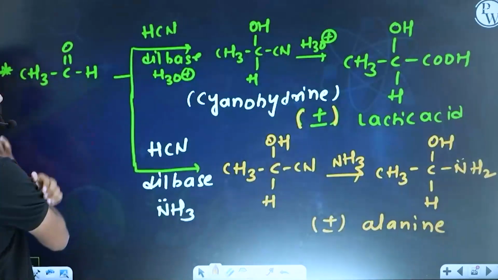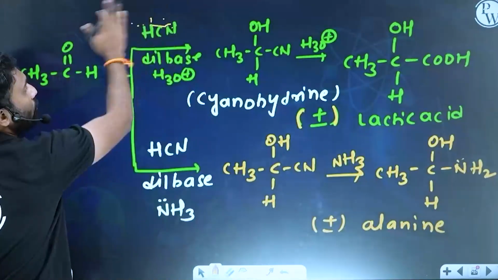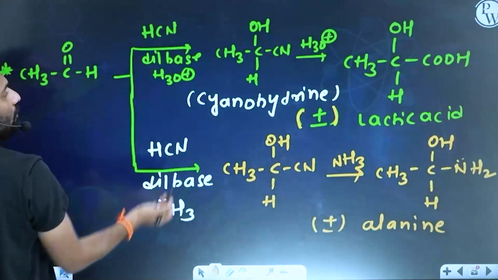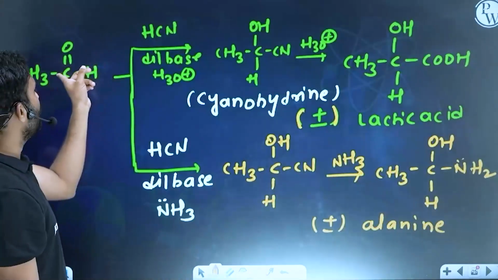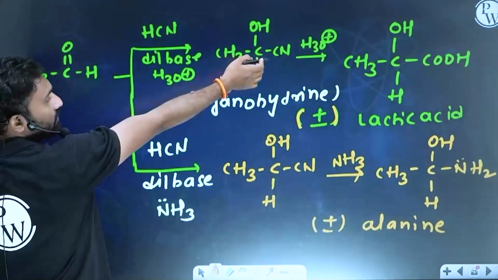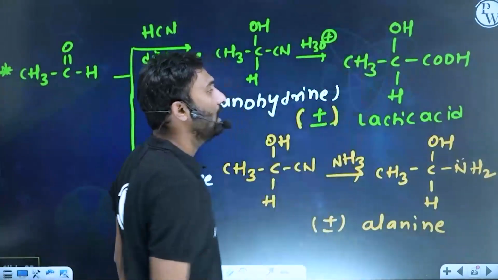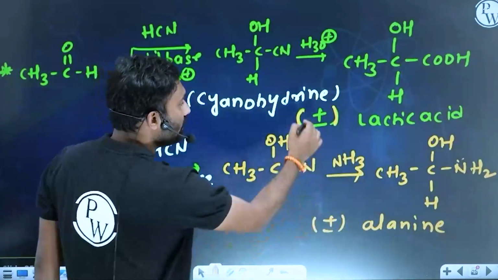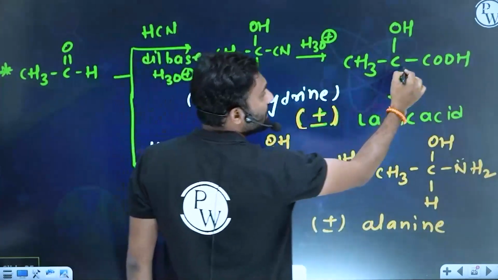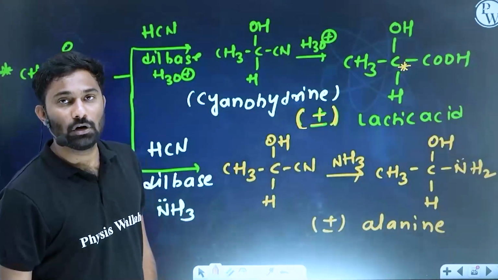Here this is acetaldehyde, right? Acetaldehyde in the presence of strong nucleophile cyanide, in the presence of dilute base, upon hydrolysis. The carbonyl group will be the same, then it will give the cyanohydrin. This cyanohydrin upon hydrolysis, what does it give? It will go to lactic acid. Now I kept this positive and negative, meaning this is an optically active compound. Lactic acid is an optically active compound.